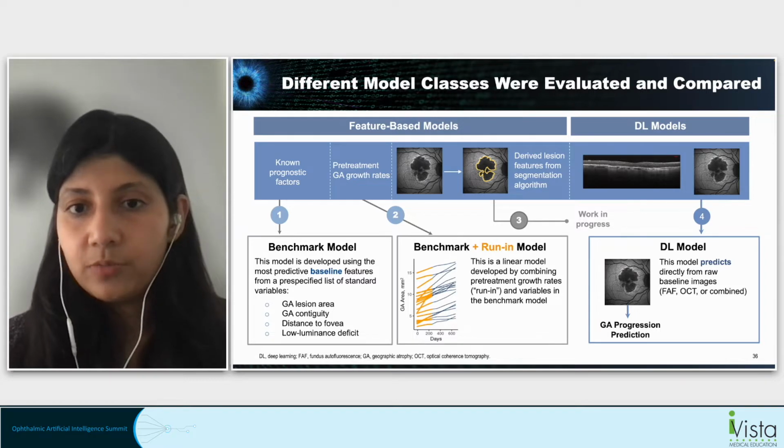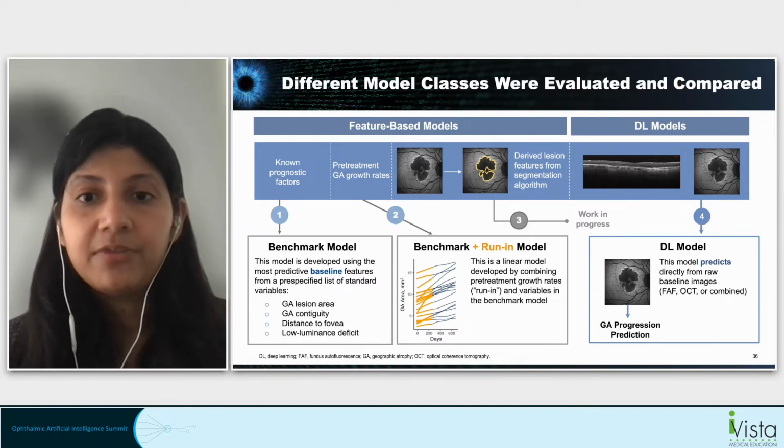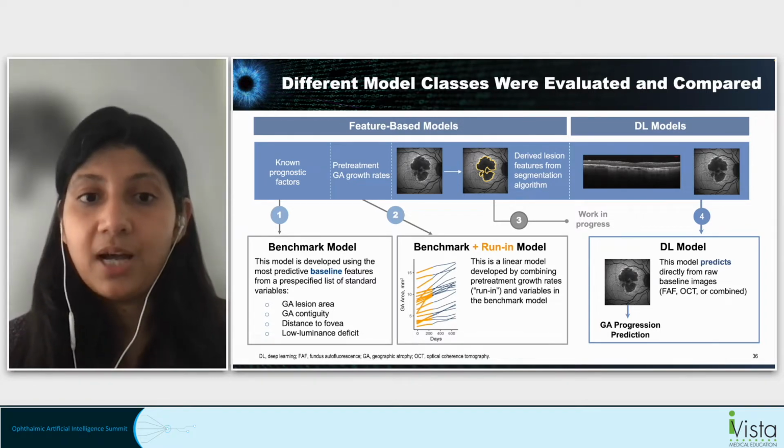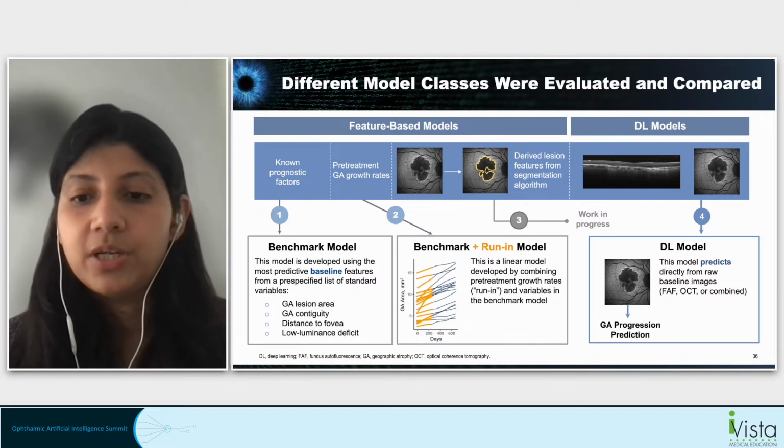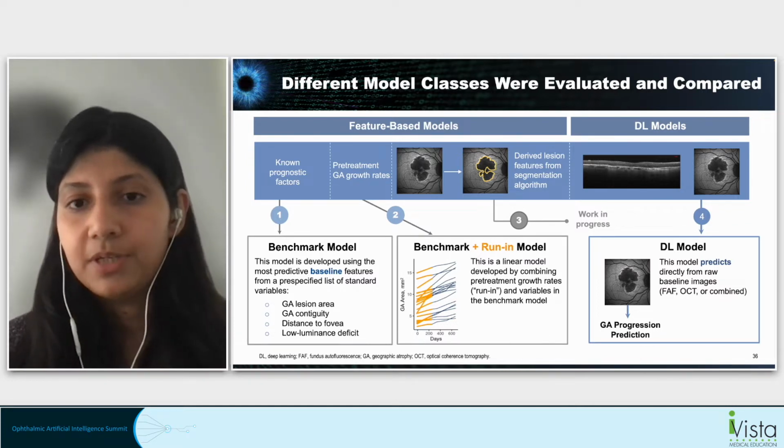The third model, which is a work in progress, is where we are deriving these features from the mask of the GA lesion using a segmentation algorithm. And then the fourth is the deep learning models, where we are using FAF and OCT images to predict the GA progression directly from the images.